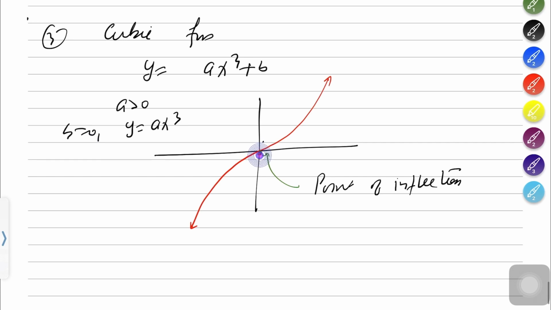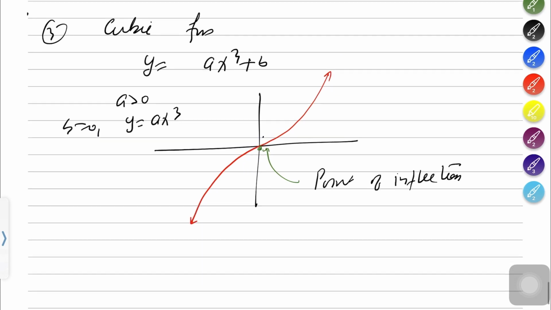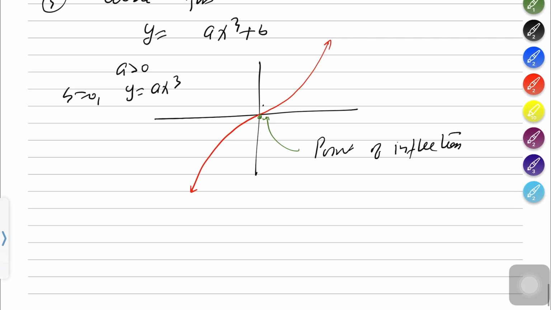So if b is 0, the point of inflection is this, and obviously we know that it goes to minus infinity and it goes to plus infinity. So the range of the function ax cube will be minus infinity to infinity.